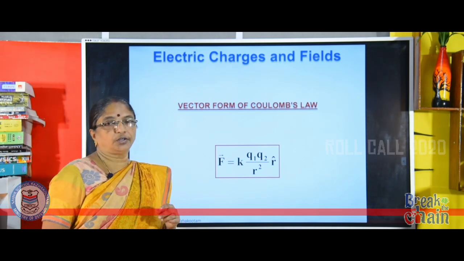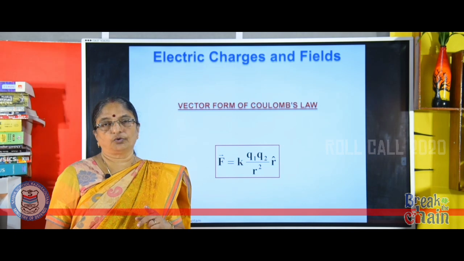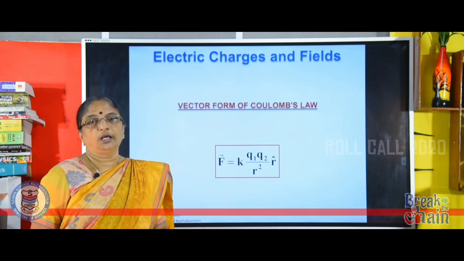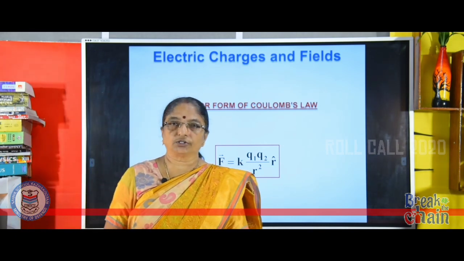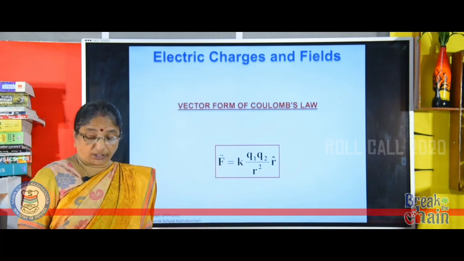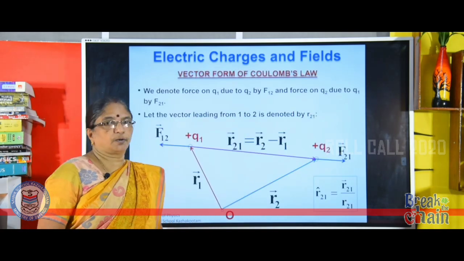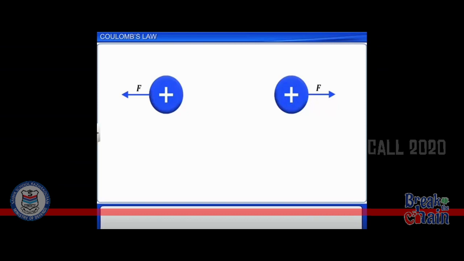Now let us see the vector form of Coulomb's law. I already told you about the equation vector F equal to K into Q1 into Q2 by R square R cap, and in vector notation, just see the picture. Let the charges Q1 and Q2 be at positions specified by the position vectors R1 and R2 with respect to the origin O. The vector R21 is equal to R2 minus R1 and joins Q1 and Q2.